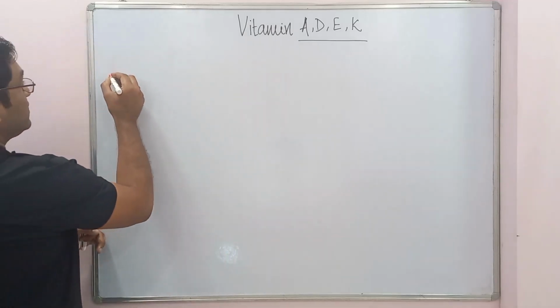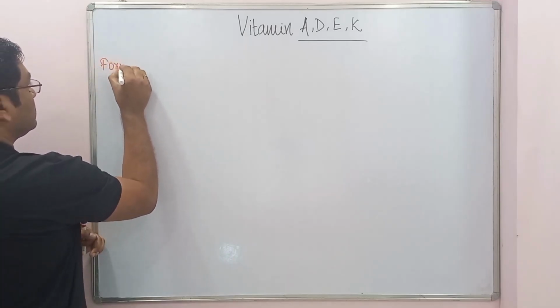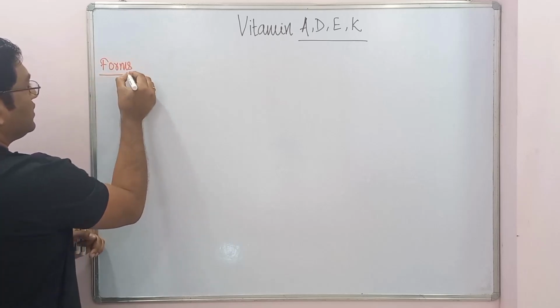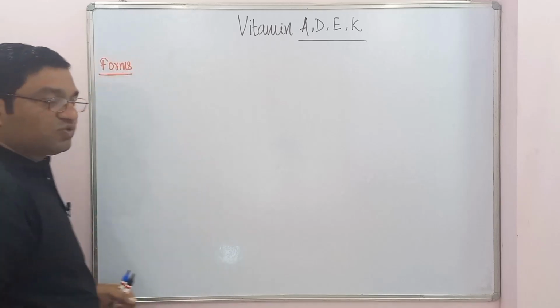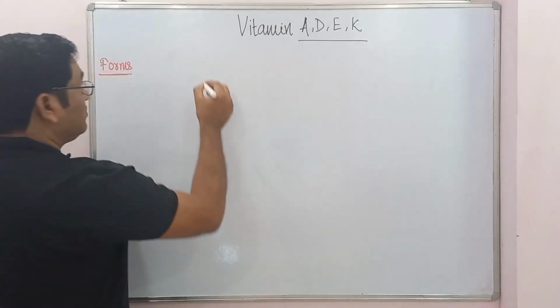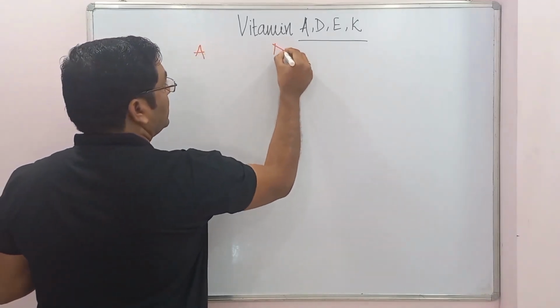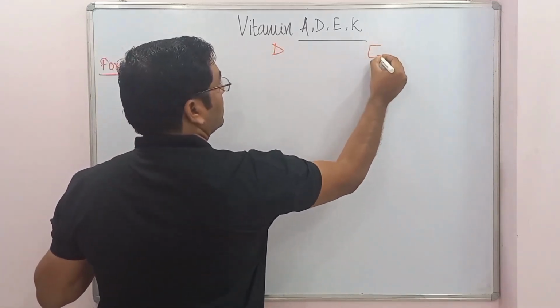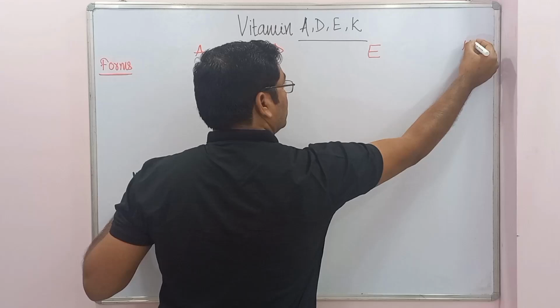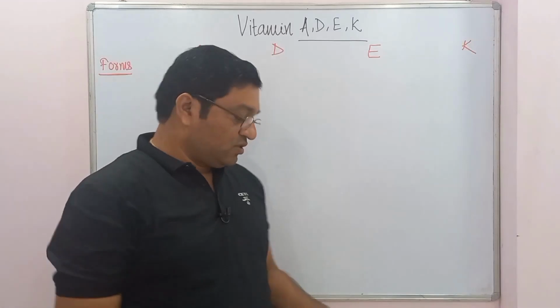So the first thing is the various forms of the vitamins, or in terms of vitamin A, the vitamers of vitamin A. We'll discuss the various forms of vitamin A, then D, vitamin E and vitamin K. So these are the 4 fat soluble vitamins.